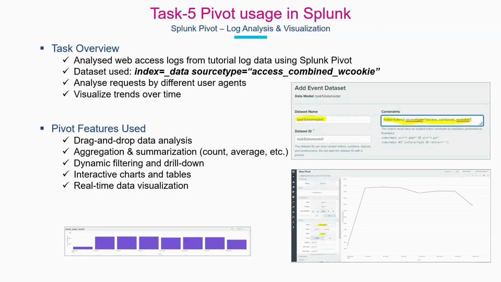In task 5, we worked on pivot usage in Splunk. We analyzed web access logs from our tutorial data using Splunk pivot. We used the dataset from index equal to data, sourcetype access_combined_wcookie. We analyzed the requests by different user agents. We visualized trends over time. This is the graphical representation from the pivot, and this is the trend over time.